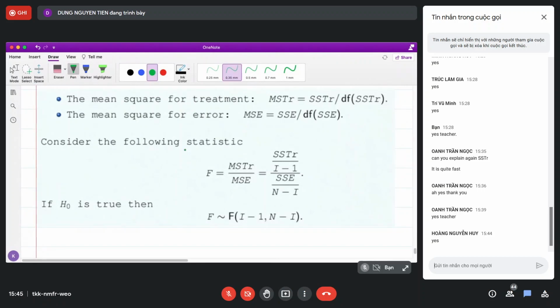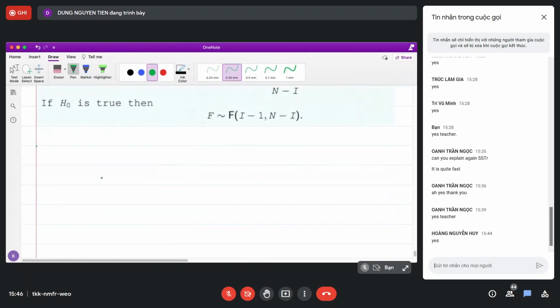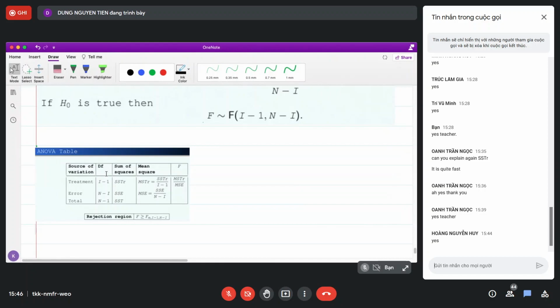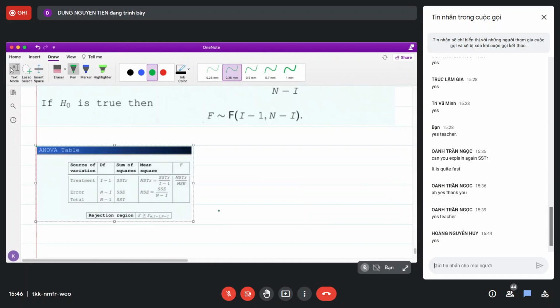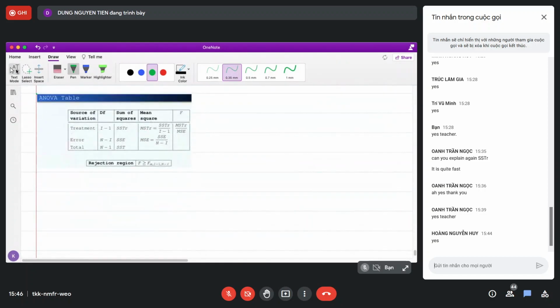And then we can consider the following statistic, F. If F, then we have the following distribution. This is the first degree of freedom, and this is the second degree of freedom. This is the summary of a so-called ANOVA table. If we use software to perform the ANOVA test, then we should get something like this.